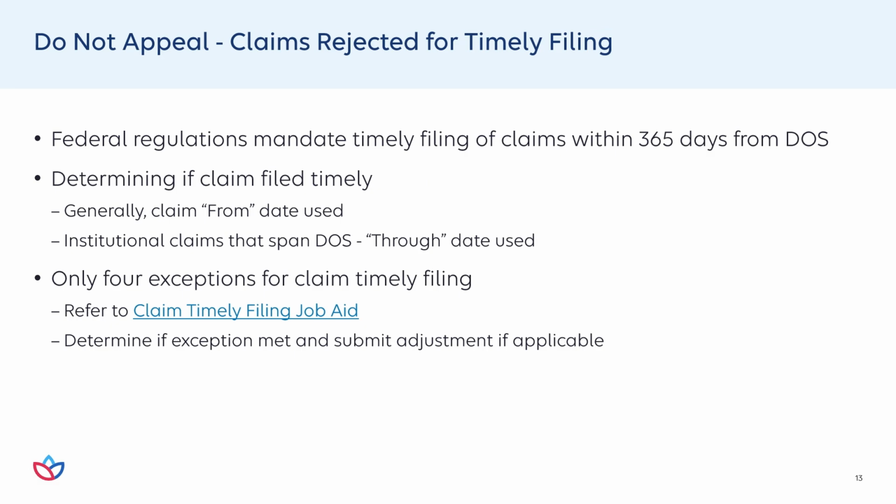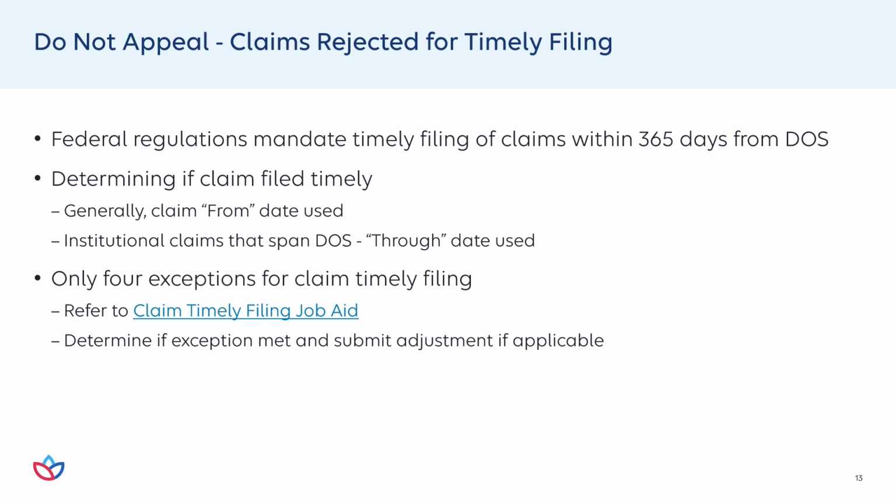Another reason that you would not want to submit an appeal is if your claim is rejected for timely filing. Federal regulations mandate that timely filing of claims is within 365 days from the date of service on your claim. That is usually generated from the from date on the claim, unless you've got an institutional claim that spans dates of service, and the through date would be the date that is used for timely filing calculation.